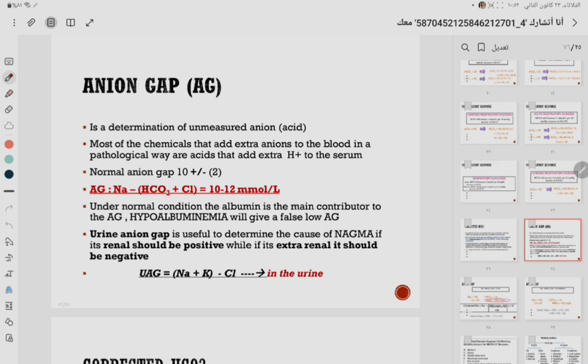We have also something called urine anion gap. We can use it in normal anion gap metabolic acidosis. So the anion gap concept, we use it in acidosis, mainly in metabolic acidosis, okay? When the urine anion gap is positive, this means that it's renal causes. So urine anion gap is sodium plus potassium minus chloride. If the result is positive, for example 1, 2, 3, that means renal. If it's negative, on the negative side, it means the chloride is more. So this is an extrarenal cause. Okay, next.